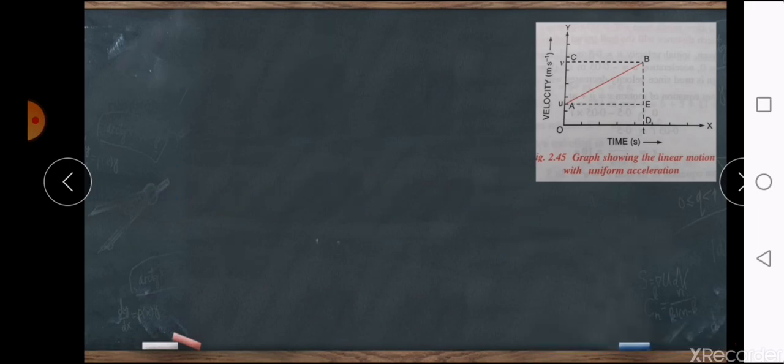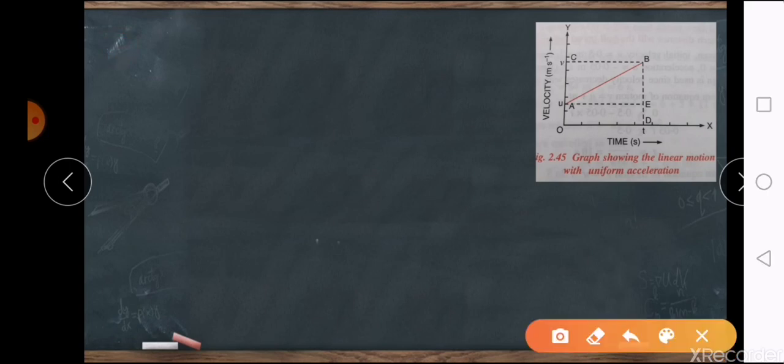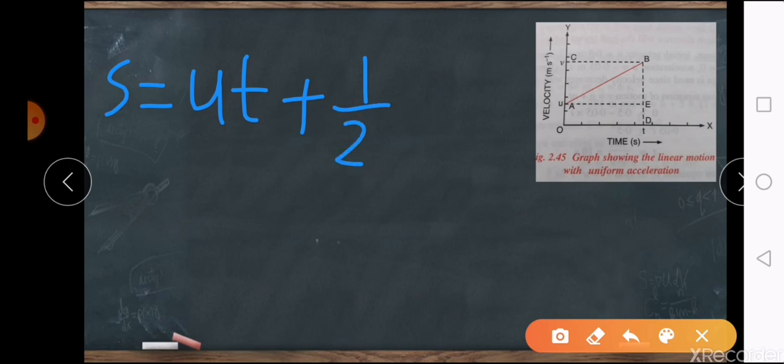Now you just have to rearrange all these and see what you get. S is equal to U into T, which is UT itself, plus the second half, which is half into V minus U into T. So this is how the equation will look.